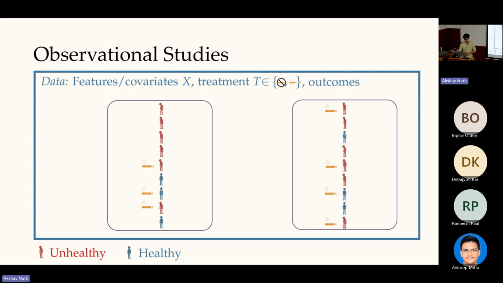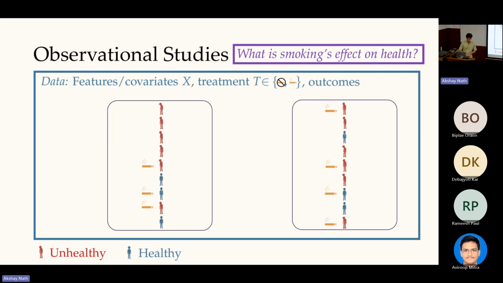Okay. So apart from features and treatments, individuals also have outcomes such as whether they're healthy or unhealthy. And our goal is to understand what is the treatment's effect on the outcome. So let's say whether smoking makes an individual less healthy. Okay. So outcomes would be like bounded real numbers for us. They don't need to be binary.